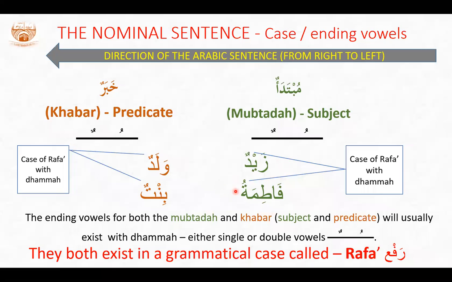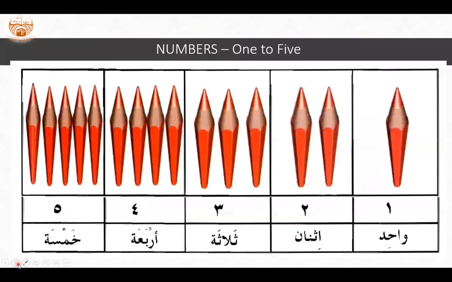And why is it that we have a single vowel? Let's take time, let's creep first before we run and walk. So here at this point, let's understand that it will take dhamma. And this is the law here. They both, that is, the mubtada and the khabar, exist in a grammatical case called rafa. Rafa tells us that it will usually take dhamma. So that is basically what I intended for the first part of this, which is the grammar. So we have done nominal sentences.